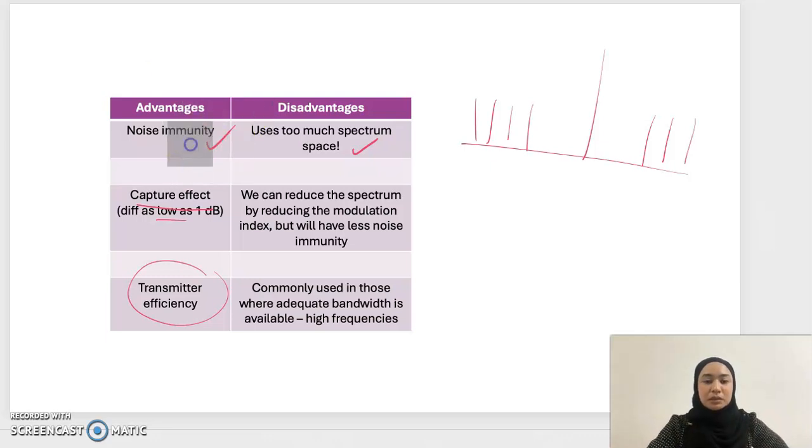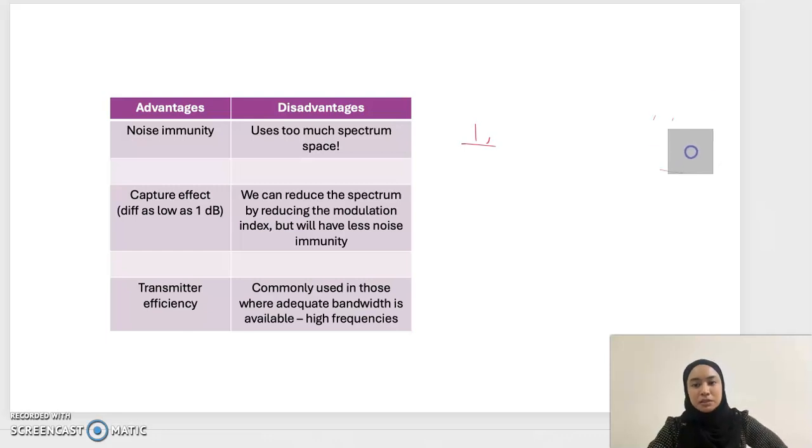Sorry about this. I did not manage to edit this slide. I don't know why it's presented this way. Let's just talk about it. These are the advantages and disadvantages of FM signal.